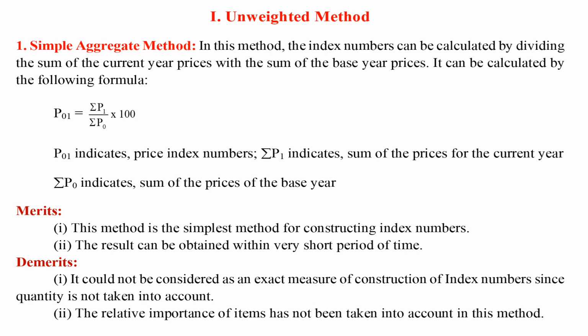Merits. This method is the simplest method for constructing index numbers. The result can be obtained within very short period of time. Demerits. It could not be considered as an exact measure of construction of index numbers since quantity is not taken into account. The relative importance of items has not been taken into account in this method.